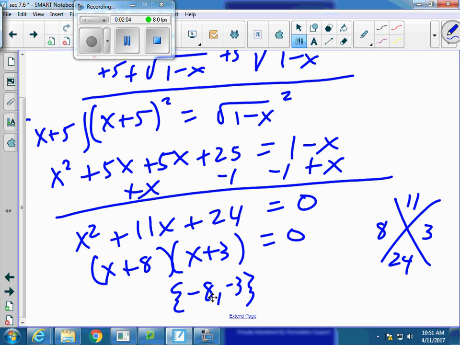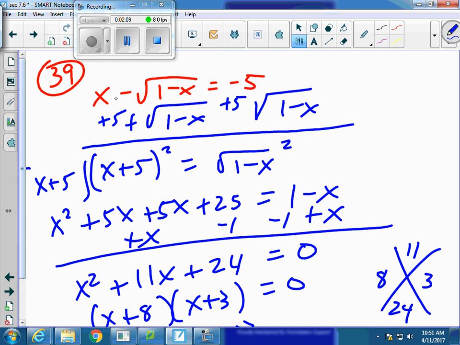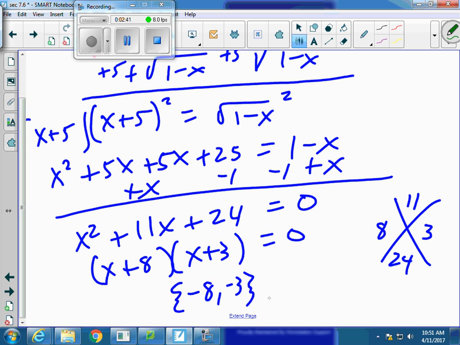Now I'm not done because I have to check for extraneous roots. So I'm going to take my negative 8 and negative 3 and plug them back into the original equation. If I put in negative 8, negative 8 minus the square root of 1 minus negative 8, does that equal negative 5? So I get negative 8. Negative makes it positive, so the square root of 9 is 3. Negative 8 minus 3 is negative 11, not negative 5. So we know that the negative 8 is an extraneous root.